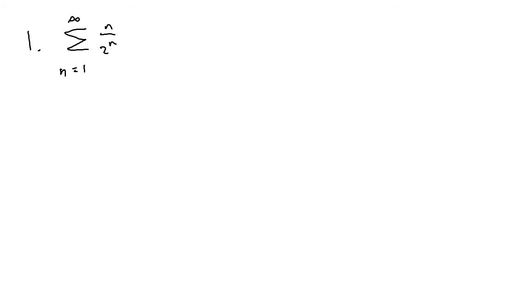So for number 1, we have the series from 1 to infinity of n over 2 to the n power. Now remember, for the ratio test, we have to take the limit as n approaches infinity of a sub n plus 1 over a sub n. Now a sub n plus 1, what that basically means is you just take n and replace it with n plus 1. So we're going to take this sequence and replace all n values with n plus 1.